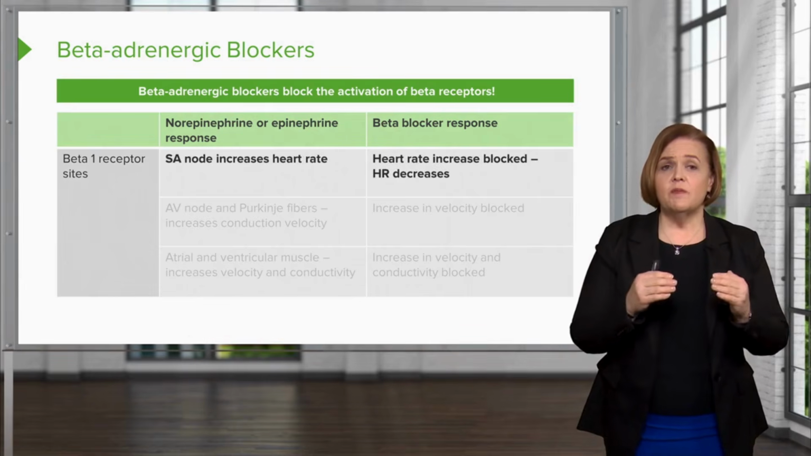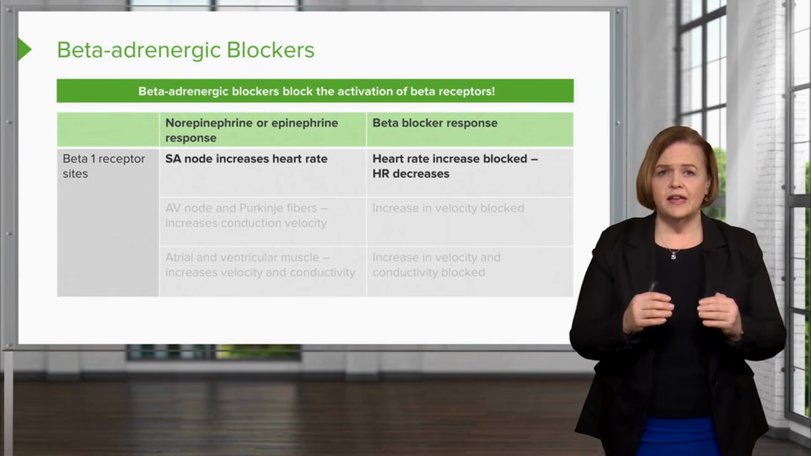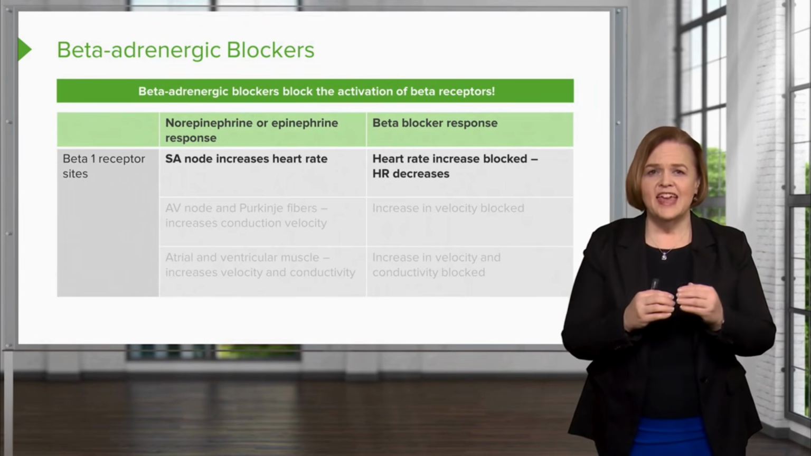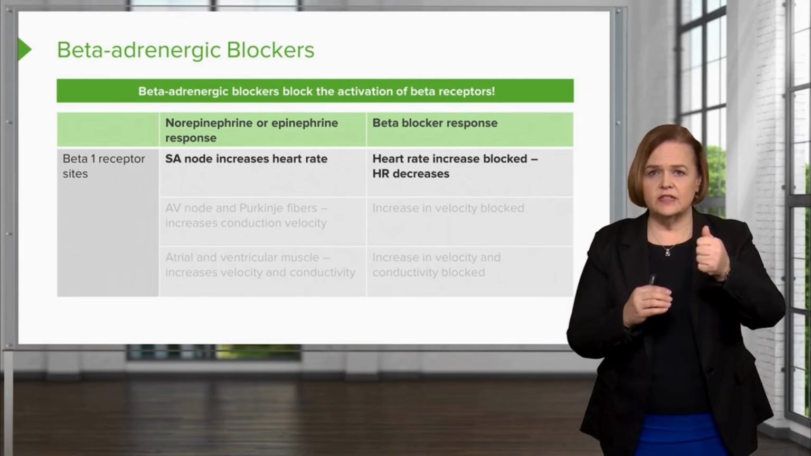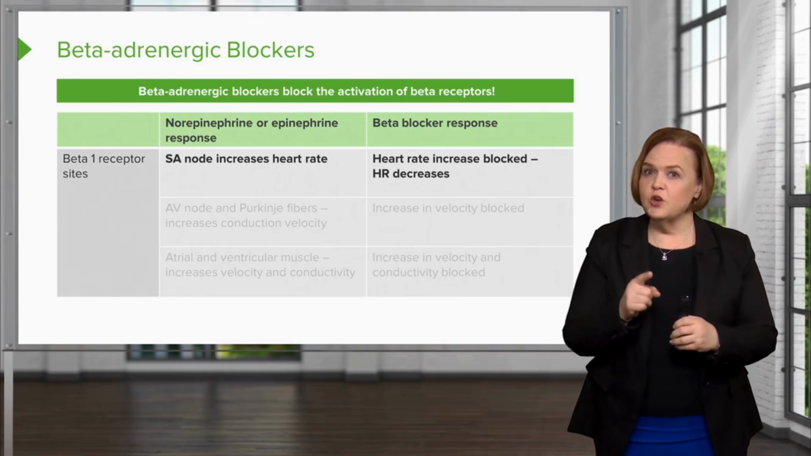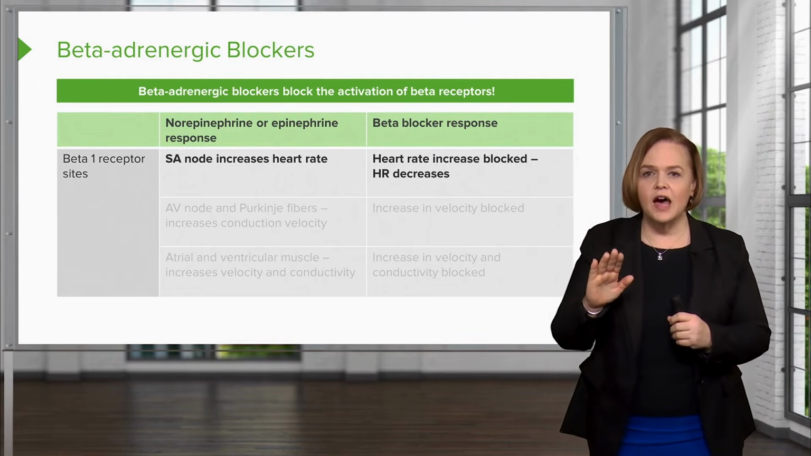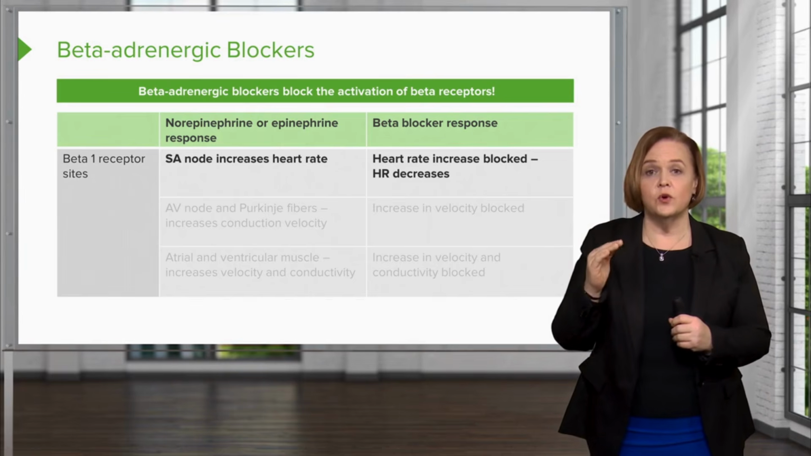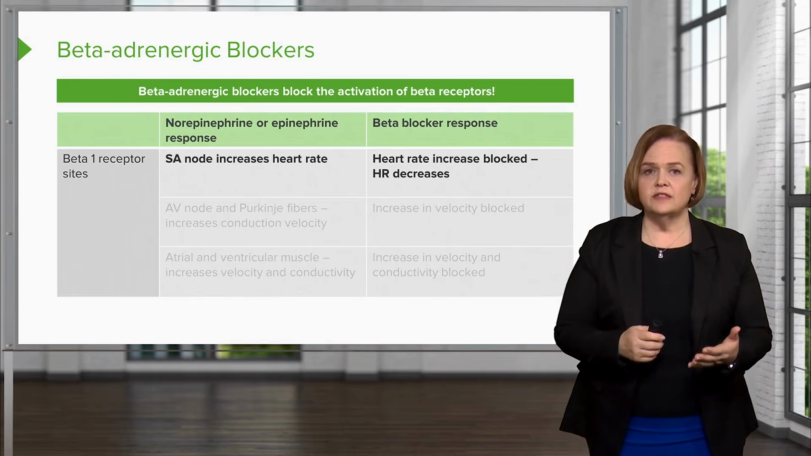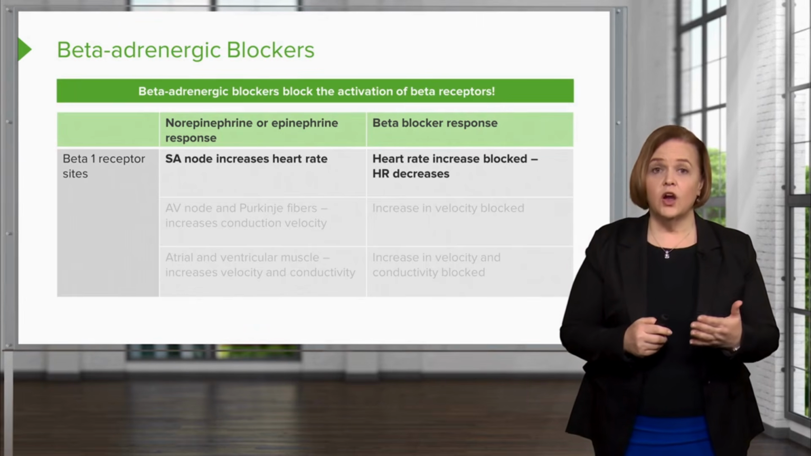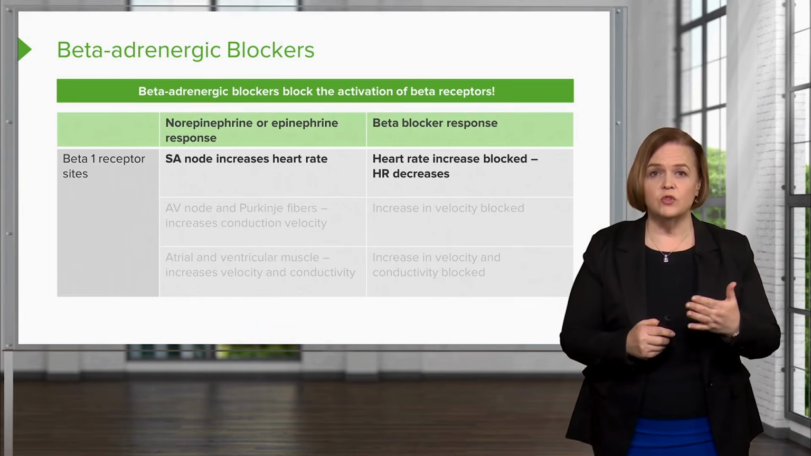Okay, if a beta-1 receptor site binds to norepinephrine or epinephrine, the SA node increases the heart rate. But if you've given them a beta blocker, then the heart rate increase is blocked and the heart rate will therefore decrease. So that's an important point with beta blockers. Their heart rate will definitely be lower.